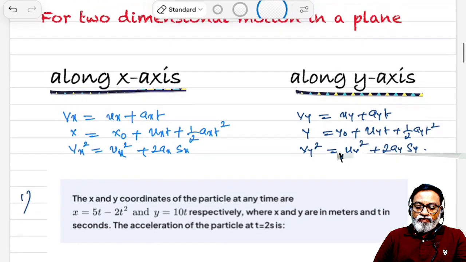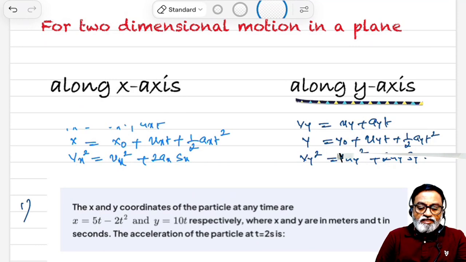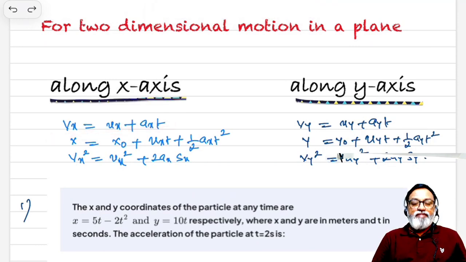See here, for two-dimensional motion in a plane, along x-axis, v is equal to u plus at means vx is equal to ux plus ax into t, like that. x is equal to x naught plus ux into t plus 1 by 2 ax t square. This is s is equal to ut plus half at square. v square minus u square is equal to 2as, like that. These equations we can use along x direction and y direction. See, how can we apply these equations in the problems?